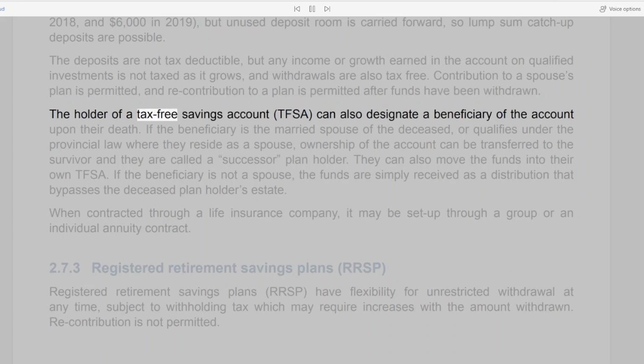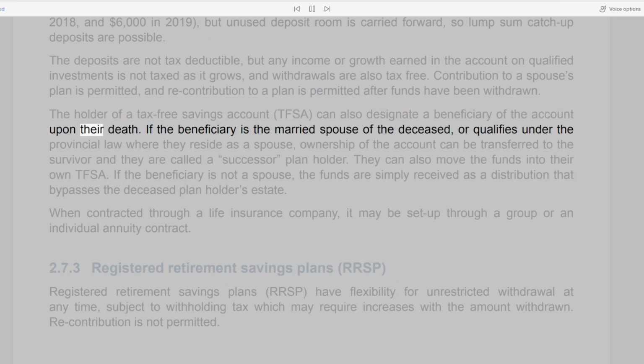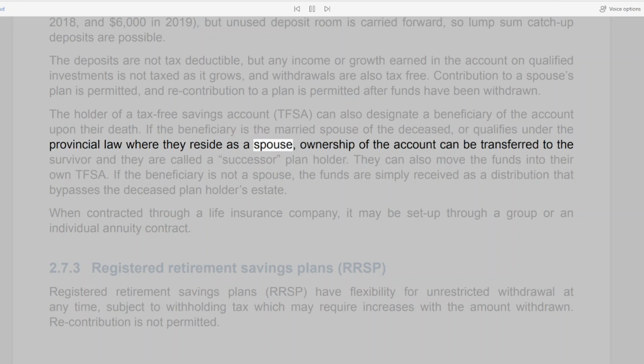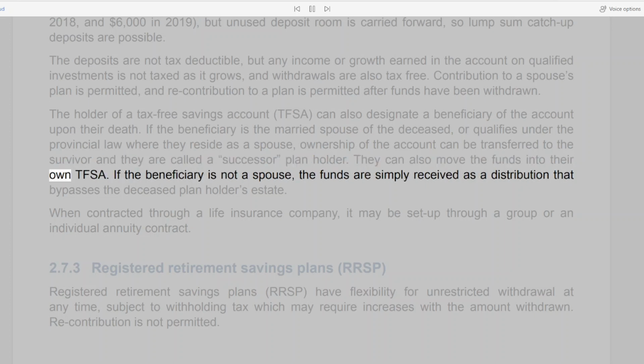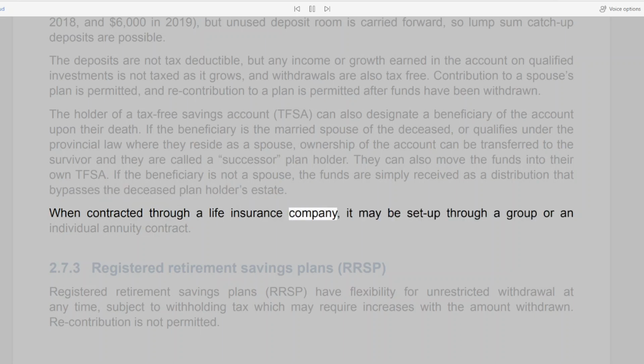The holder of a TFSA can also designate a beneficiary of the account upon their death. If the beneficiary is the married spouse of the deceased, or qualifies under the provincial law where they reside as a spouse, ownership of the account can be transferred to the survivor, and they are called a successor plan holder. They can also move the funds into their own TFSA. If the beneficiary is not a spouse, the funds are simply received as a distribution that bypasses the deceased plan holder's estate. When contracted through a life insurance company, it may be set up through a group or an individual annuity contract.